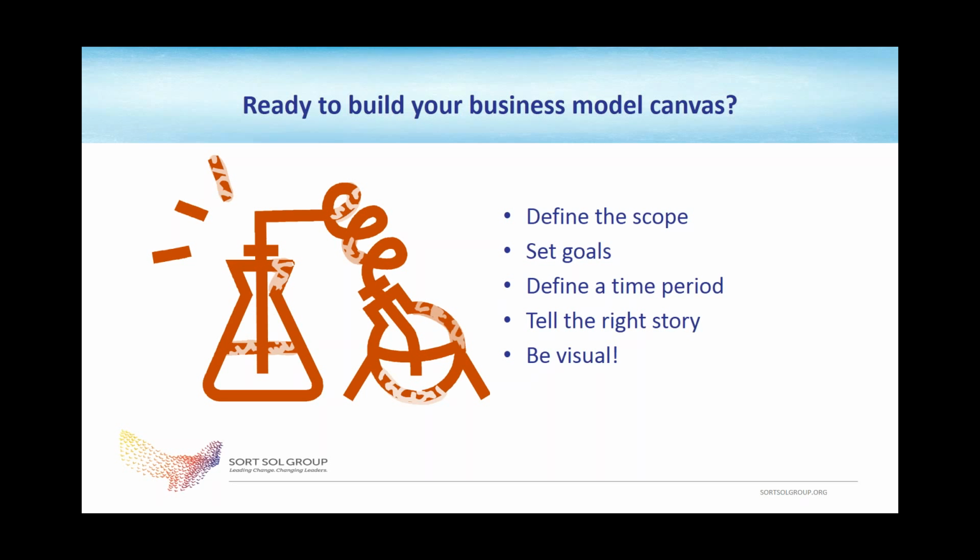Lastly, be visual. This can be through color coding of different segments, of different cost types. You can use different shapes. The best business model canvases that we've seen add visuals through images as a way to communicate what's going on.